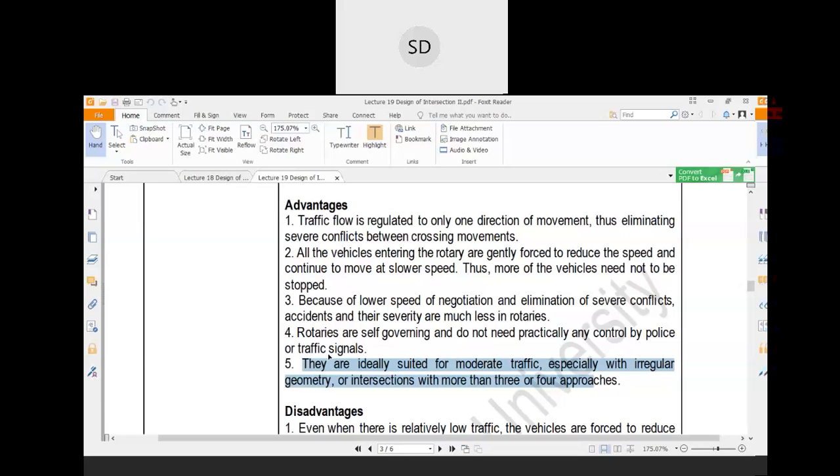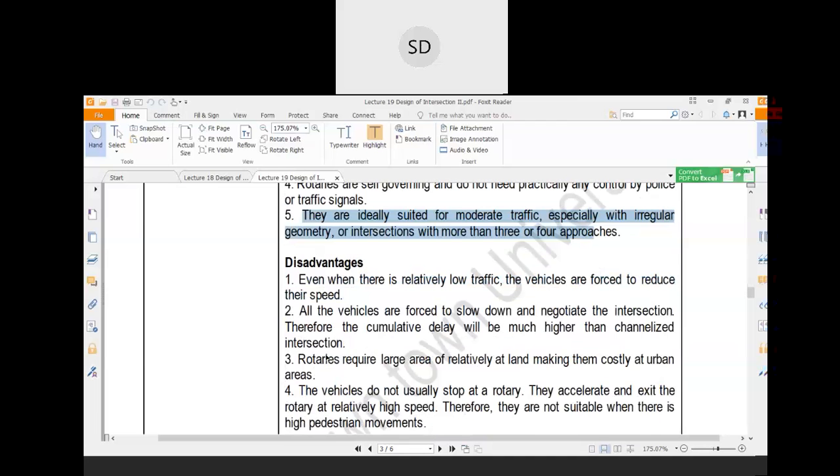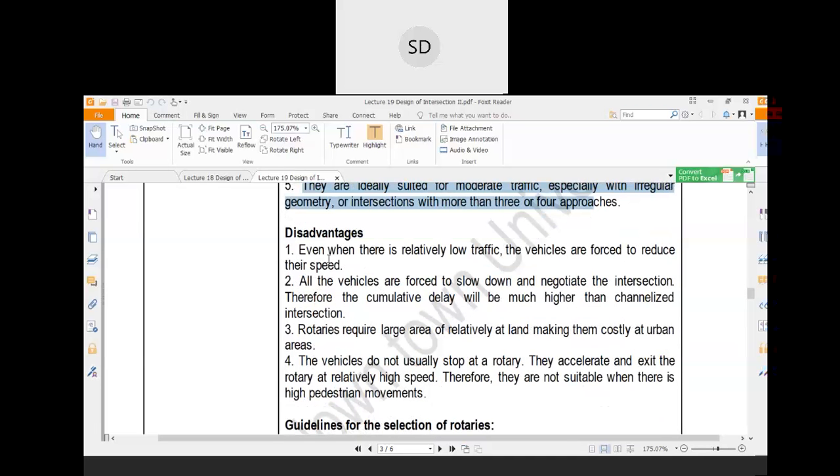Now, there are some disadvantages of the rotary intersection. First one is, if there is less number of traffic also, in that case also the speed in the rotary intersection is relatively lower. All the vehicles are forced to slow down because of the rotary intersection and negotiate the intersection. Therefore, the cumulative delay of all the vehicles would be more. Cumulative delay means delay caused by the rotary intersection, that would be very much huge comparing to a plain intersection.